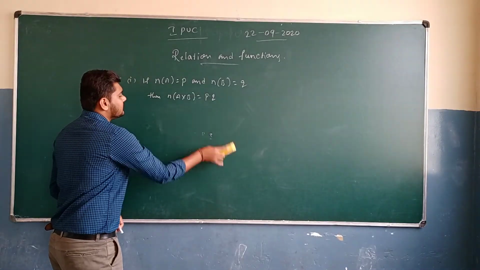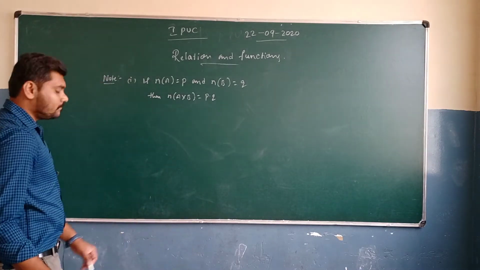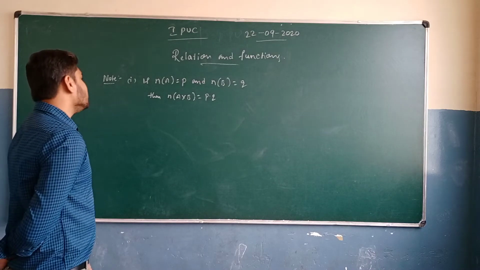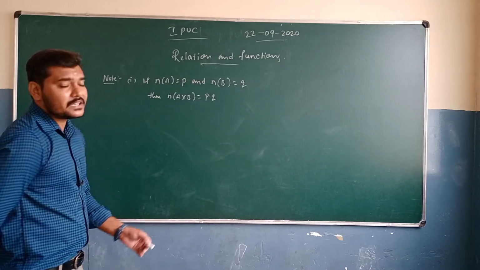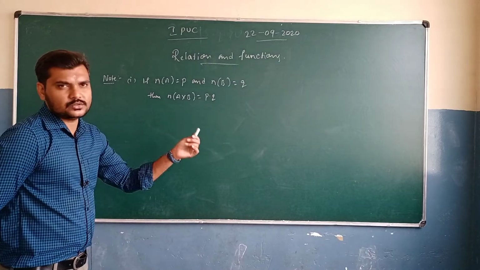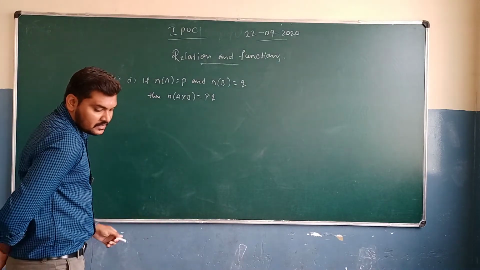So that says that if the number of elements in A is p, and the number of elements in B is q, then in the Cartesian product A cross B, the total number of elements present in A cross B is going to be p into q. That's going to be pq. Okay. So next one.